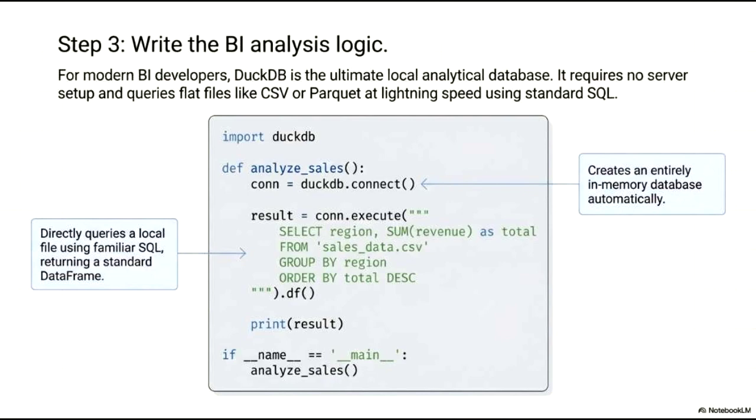The core functionality is demonstrated in the execute method, which directly queries a local file, in this case salesdata.csv, using familiar SQL syntax. This query calculates the total revenue by region and sorts the results in descending order. By appending .df to the command, the results are returned as a standard data frame, allowing for a seamless transition from SQL-based querying to Python-based data processing.